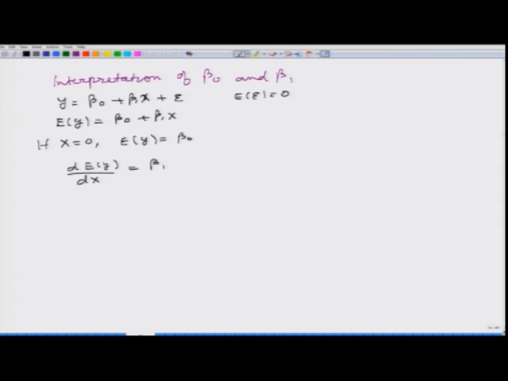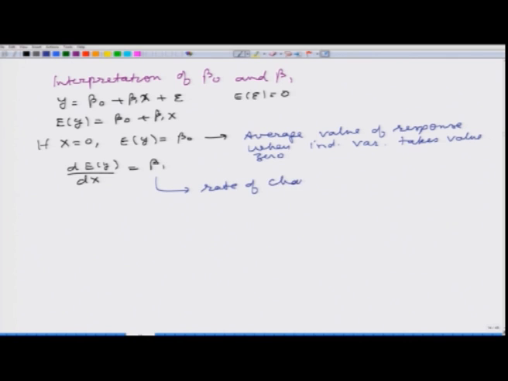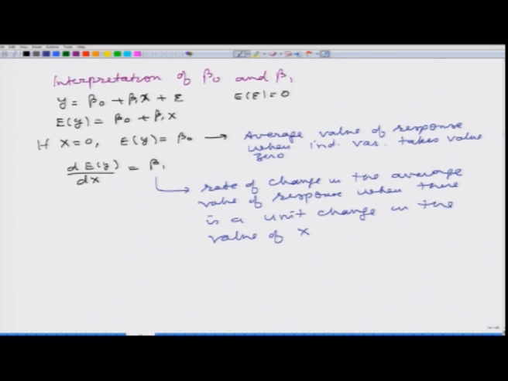So, now beta 0 and beta 1 have some interpretation. Beta 0 is the average value of y, or the average value of the response, when the independent variable takes value 0, and beta 1 is the rate of change in the average value of the response when there is a unit change in the value of the independent variable x.